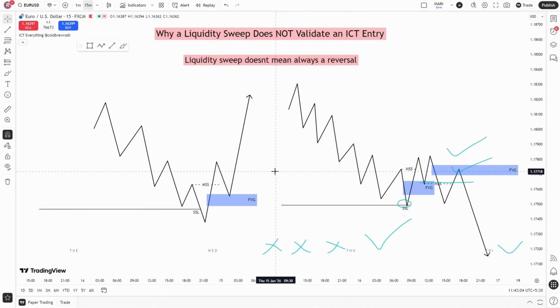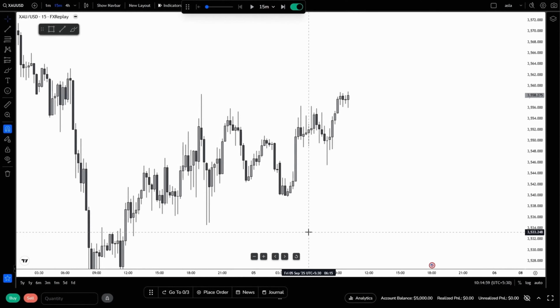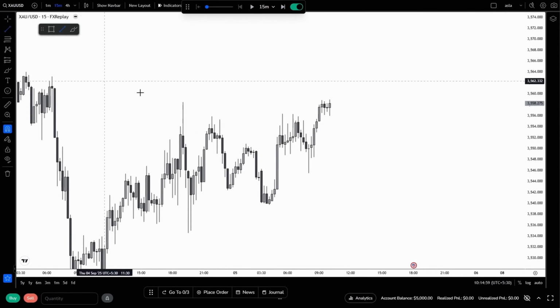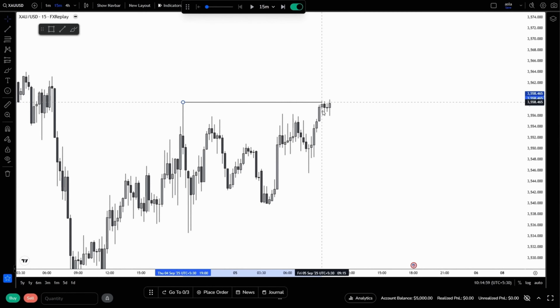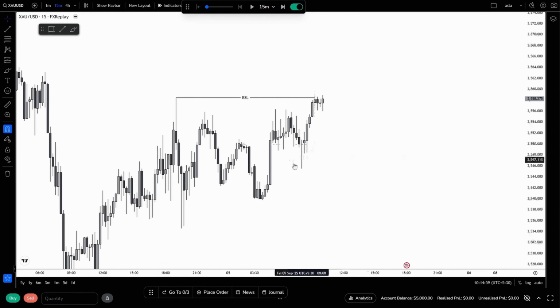Now that you understand the logic using a simplified diagram, let me show you some real chart examples where this exact mistake happens and how applying this framework changes the outcome. Coming onto the charts, you can see a clear buy-side liquidity sweep. If you only look at this local range, the sweep appears genuine.